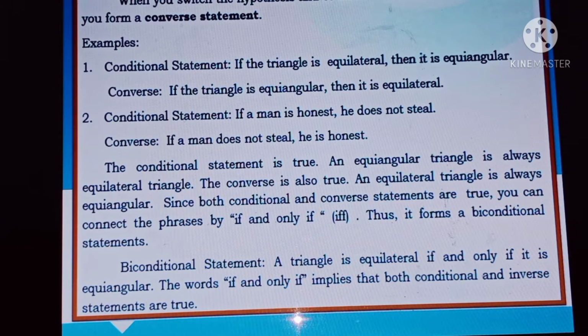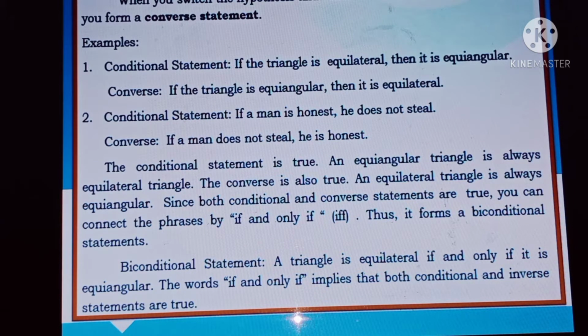Okay. So, yung number 2 naman, conditional statement: if a man is honest, he does not steal. So, yung hypothesis ay a man is honest, tapos yung conclusion ay he does not steal. So, yung converse nun ay: if a man does not steal, he is honest. So, yun yung converse ng number 2.